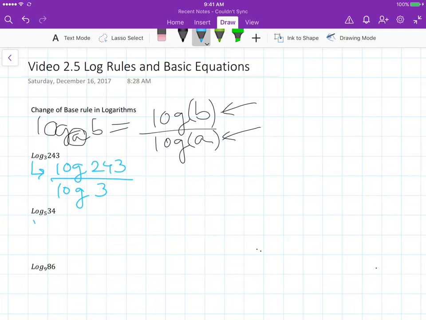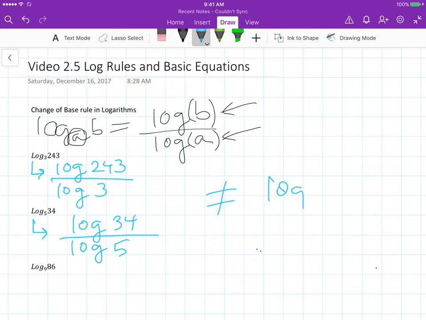Let's try another. Log base 5 of 34. Change of base, put it into common log. I could say this is the same thing as log of 34 base 10 divided by log of 5. Now, I want to be super clear. This is not the same thing as log of 34 divided by 5. If you put that in your calculator, these two different logarithms will not equal the same amount. So we have to be super careful about that.